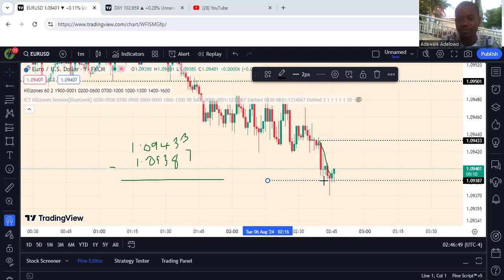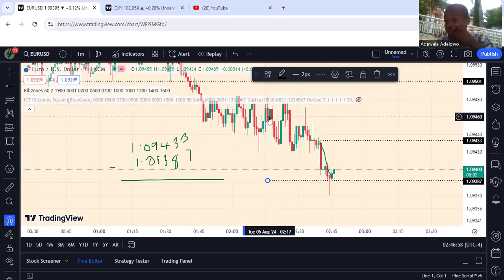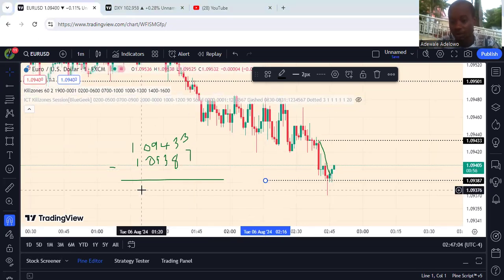So this market has moved from here to here. It has moved about 46 pips. That's what it means. It moved 46 pips, guys. Now, there's a tool that we're introducing to you in TradingView. You know this TradingView already.